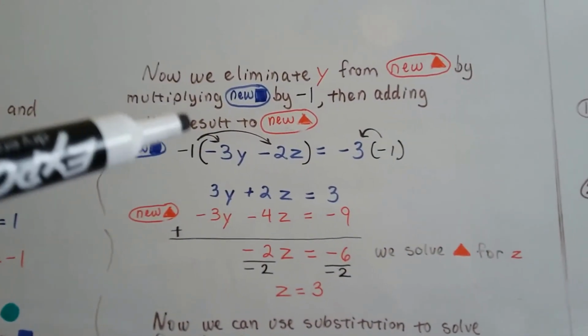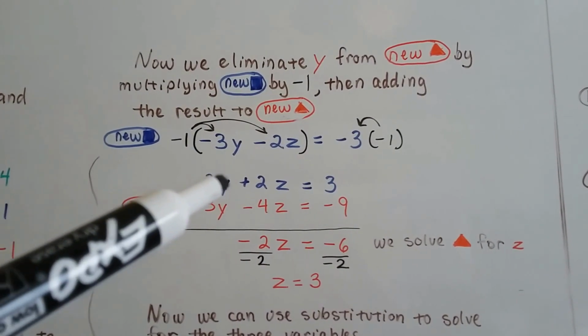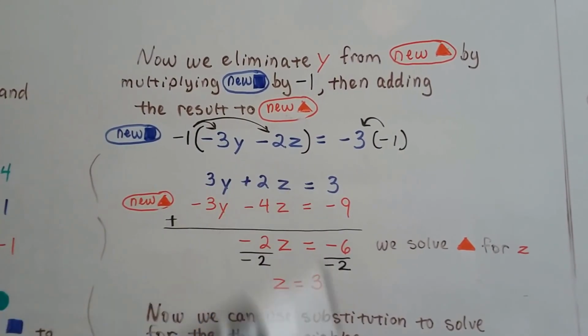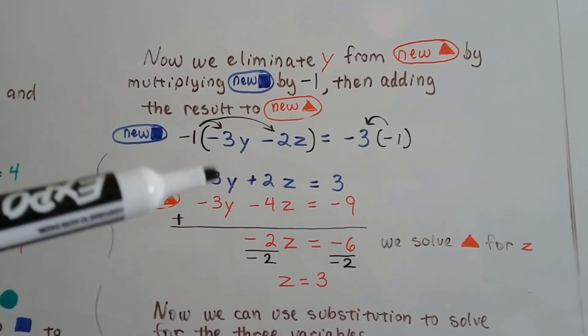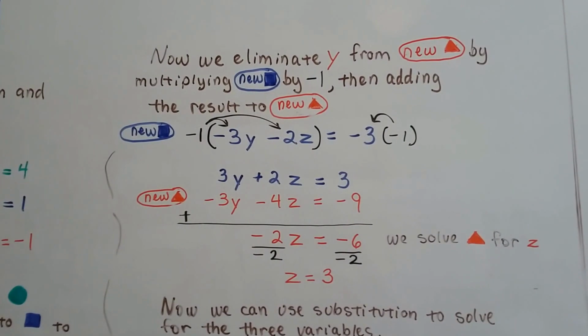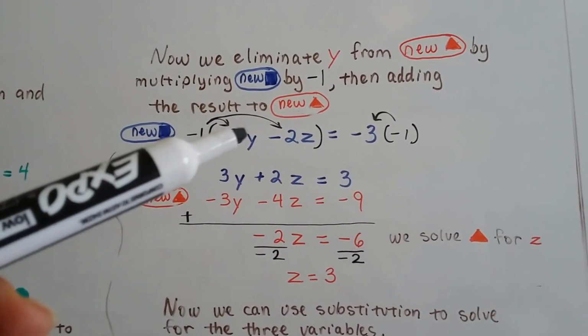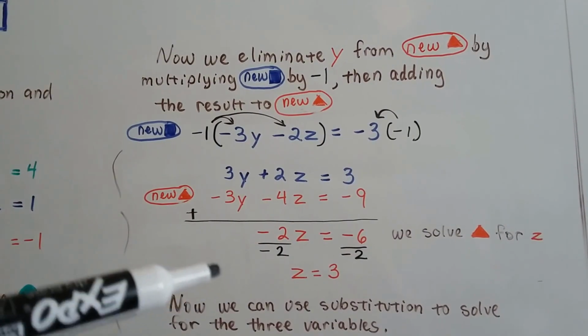All right? So we're going to multiply each term by negative 1, including this negative 3, and we get 3y plus 2z equals 3. That's kind of temporary for the blue guy, all right? When we multiply them by the negative 1, I want you to remember that this is still the blue equation with the negative 3y. This is just temporary to get rid of the y.